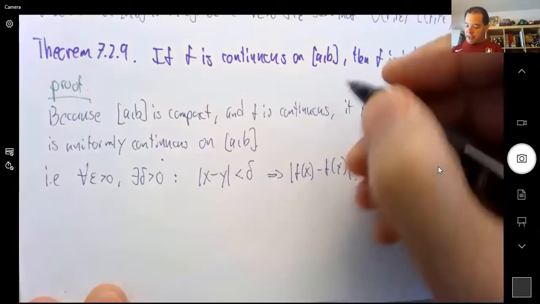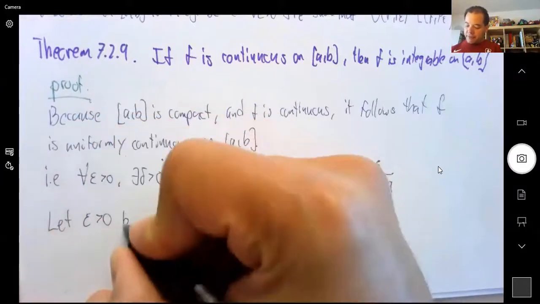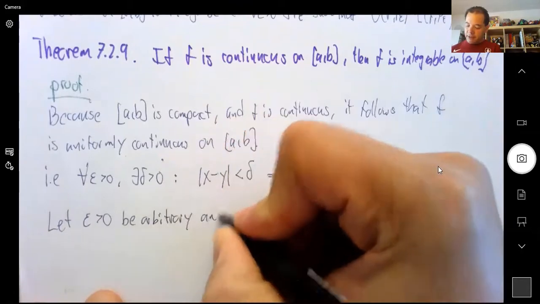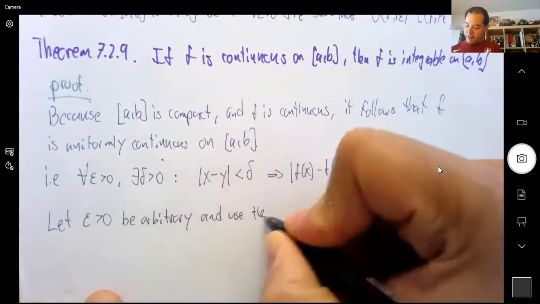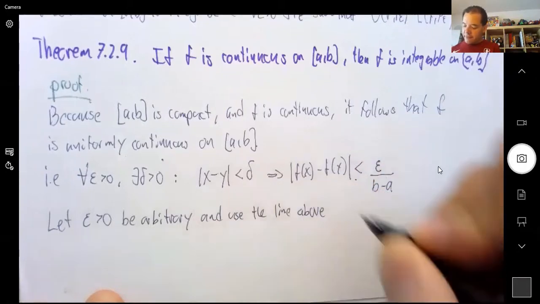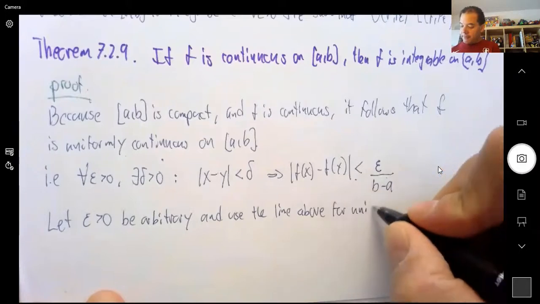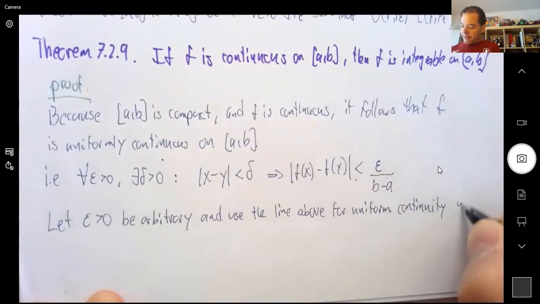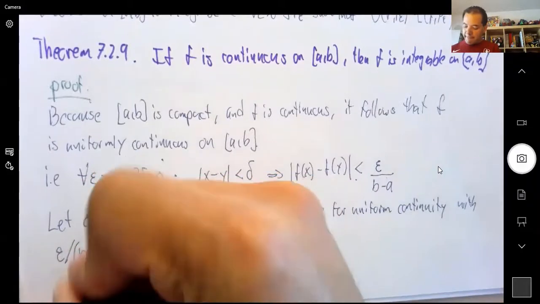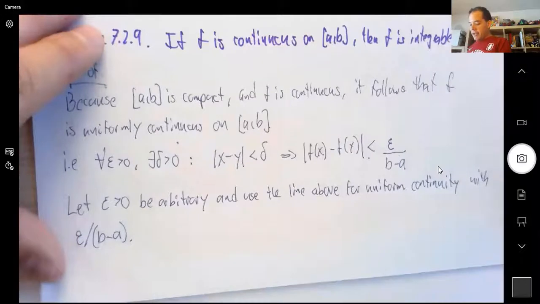So we're going to pick an arbitrary epsilon. Let epsilon greater than 0 be arbitrary, and use the line above for uniform continuity with epsilon over B minus A. Okay, so we're going to need that.